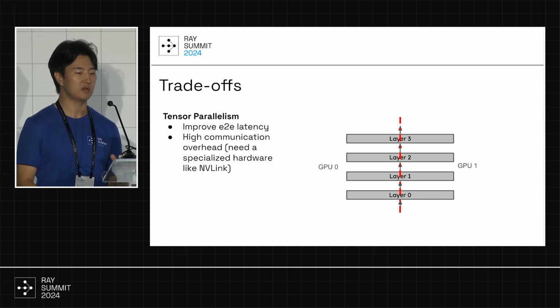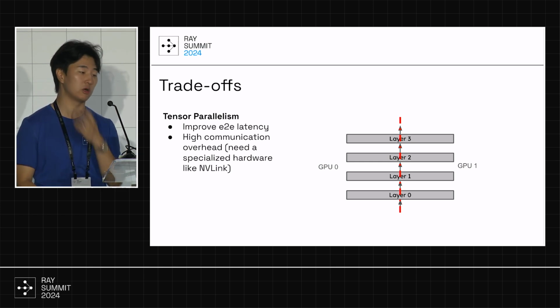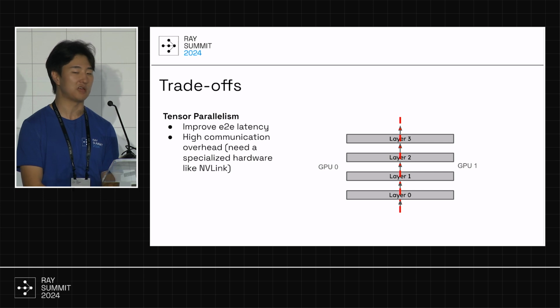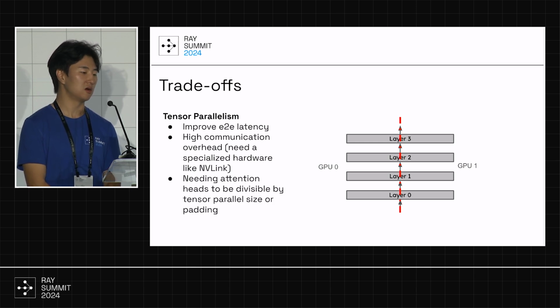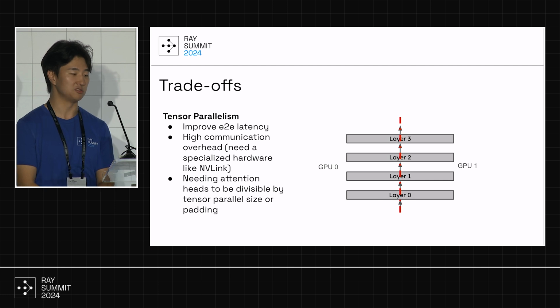But because you have to do all-reduce at the end of your layer, it requires higher communication overhead. And usually, it requires specialized hardware such as NVLink, which supports much faster communication speed. And also, not just the MLP layer, but the attention layer also uses tensor parallelism.